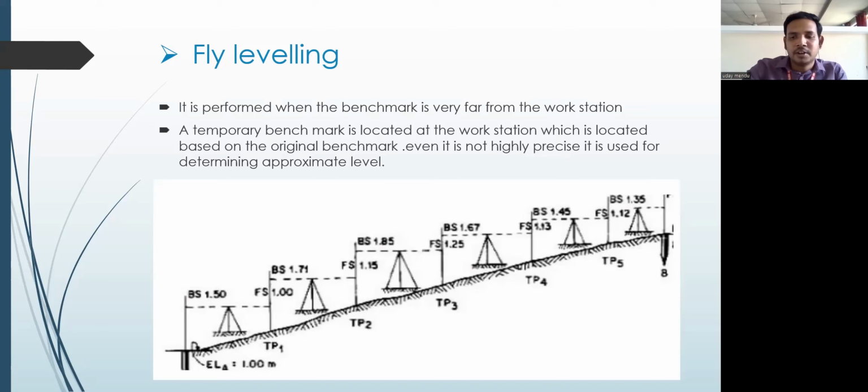See here, fly leveling is performed when the benchmark is far from the workstation. A temporary benchmark is located at the workstation, based on the original benchmark. Even though it is not highly precise, it is used for determining the approximate level. So you keep on changing the instrument and taking the readings. The benchmark is far, so you go with the temporary benchmark located near the work site, and according to the temporary benchmark, you perform the fly leveling. That is called fly leveling.